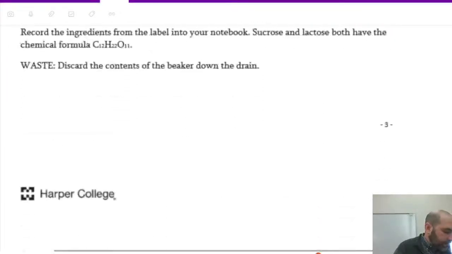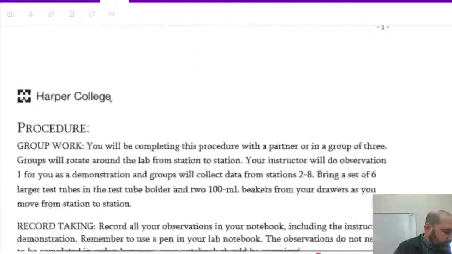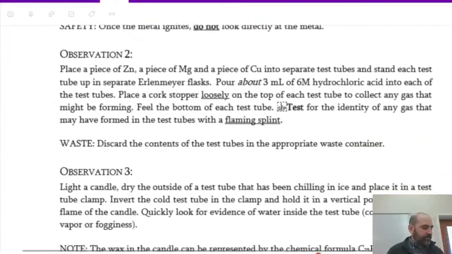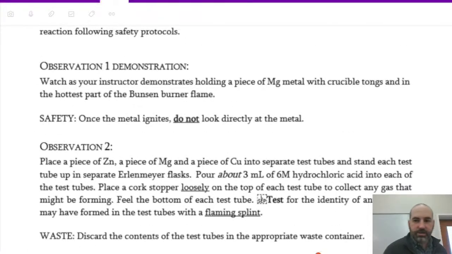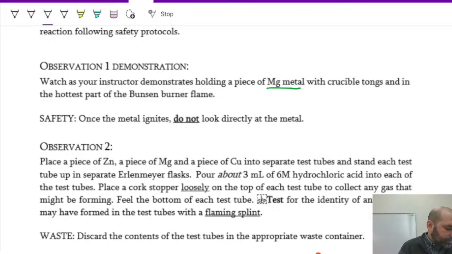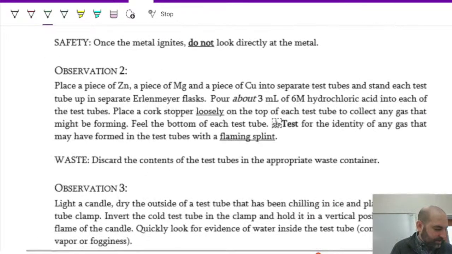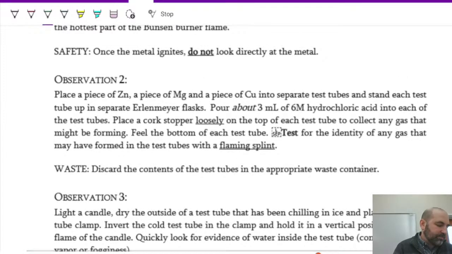All right, so we've got eight different observations. There are various things that you want to keep in mind in terms of safety here. We've got magnesium metal in the first one, although this is going to be an instructor demonstration because it is a little bit more dangerous. So if you don't have that in your notebook in terms of safety stuff, that's okay because you're not actually doing it. I'm going to do it. But you actually need magnesium for observation 2 anyway.